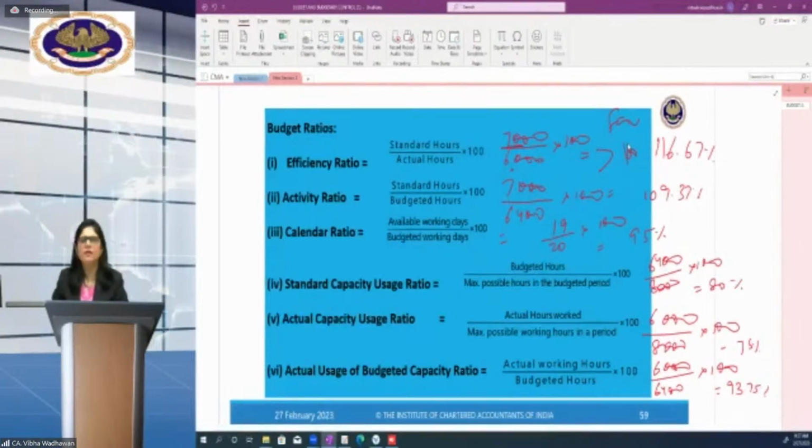Performance budgeting is actually where we analyze the performance of the organization. So that comes under performance budgeting. One minute, it's going to hang. Just solve all the ratios, please.